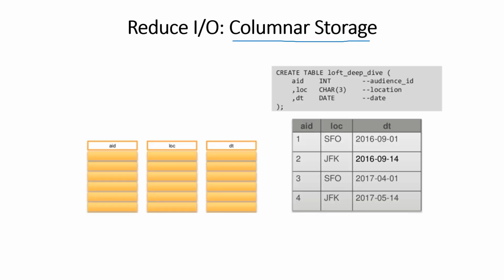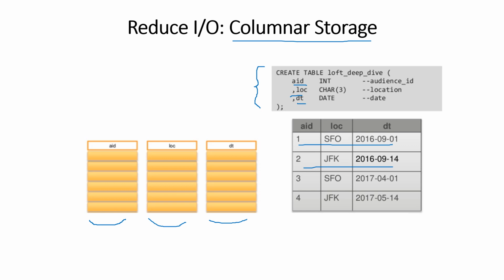What does columnar storage mean? Let's look at this sample table. It has 3 columns, AID, location, and date. In row storage, in a block, we store row by row. Columnar storage means we store data column by column on disk. In this case, in one block we have AIDs, in one block we have location, and in one block we have date.